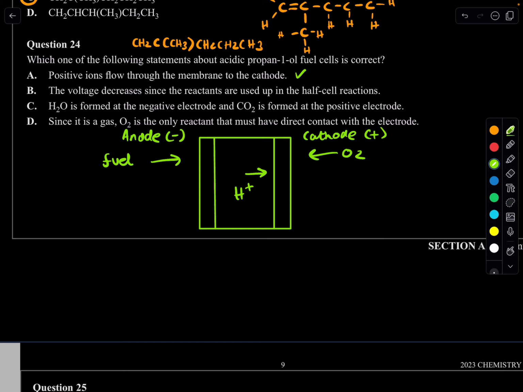The voltage decreases since the reactants are used up in the half reactions. Rubbish, because think about it. If it was a galvanic cell, yes, that is true. When you lose reactants, your voltage decreases. That's why some batteries don't work, because the voltage is gone. There's no more reactant. But this is a fuel cell, and remember, a fuel cell has a continuous reactant supply. The voltage is going to be kept constant. It doesn't change and fluctuate. So rubbish. C. H2O is formed at the negative electrode and CO2 is formed at the positive electrode.